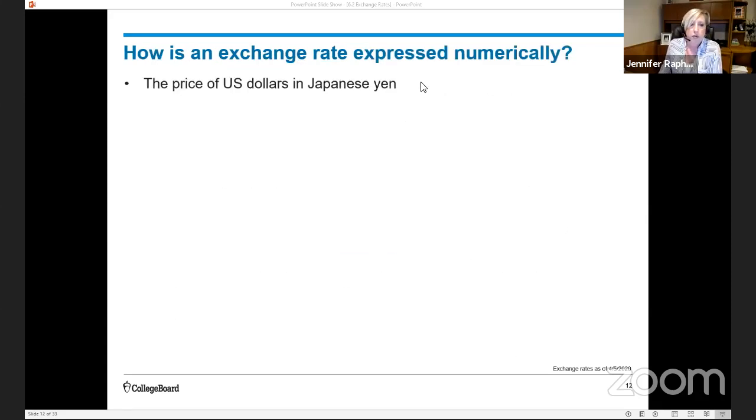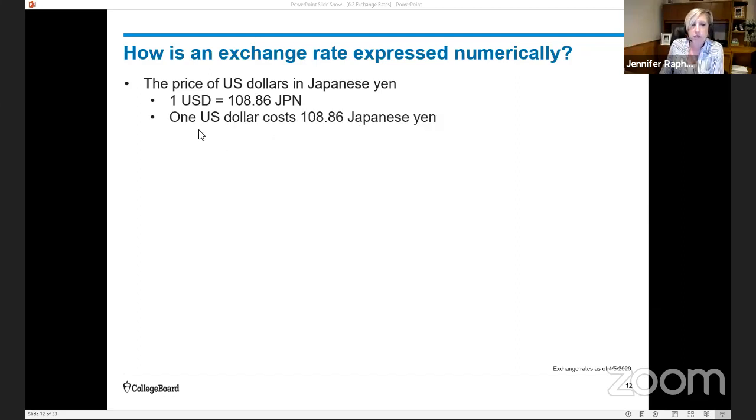So let's talk about the price of US dollars in Japanese yen. When I was developing the slides for tonight, I was looking at yesterday's exchange rates. So these are the exchange rates as of April 5th, 2020. They've already changed since then. Okay, so the way we might read it is as follows. 1 US dollar equals 108.86 Japanese yen.